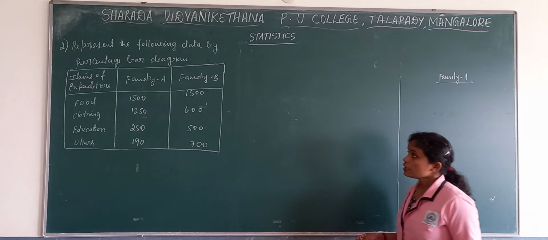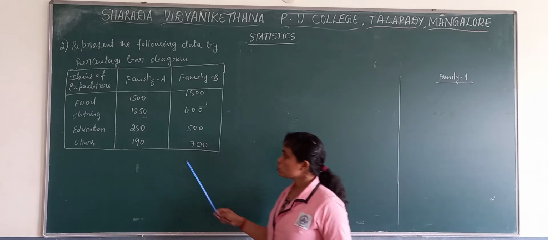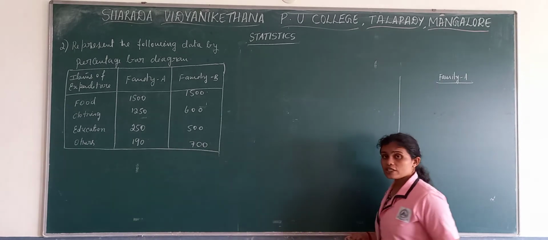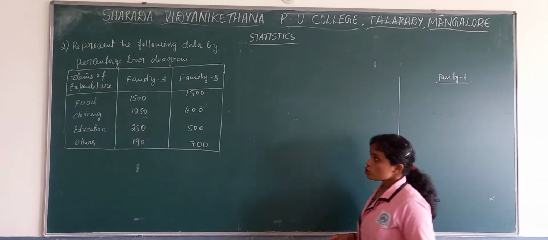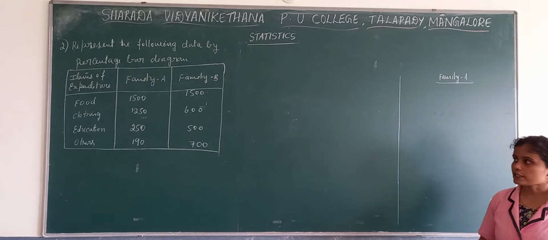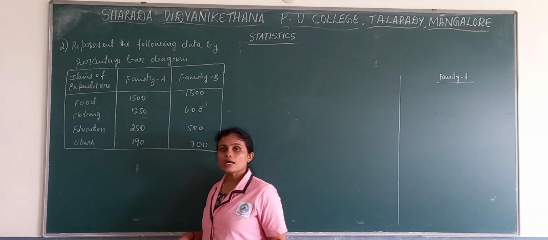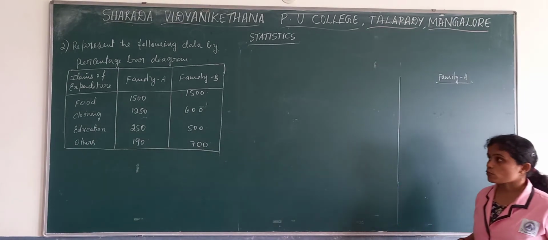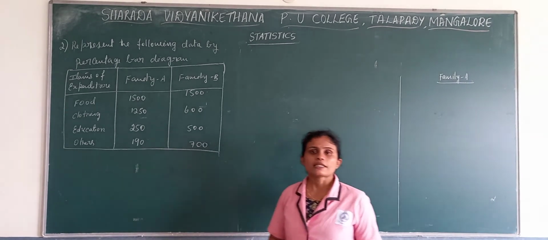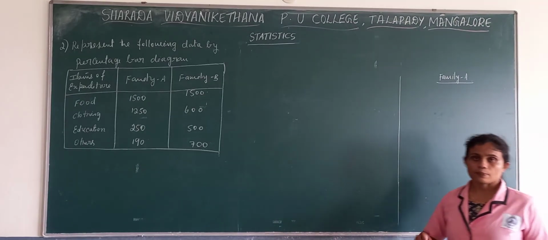Now see the problem. Represent the following data by percentage bar diagram. Two families are there, and expenditure on different items has been given. Firstly, we need to prepare a table for family A, then a table for family B. We need to find out the percentages of the given values, that is, the expenditure on different items. Then we need to find out the cumulative value. That value we need to represent in the percentage bar diagram.